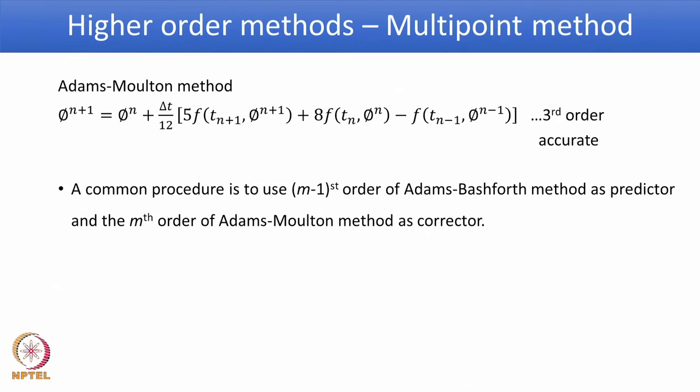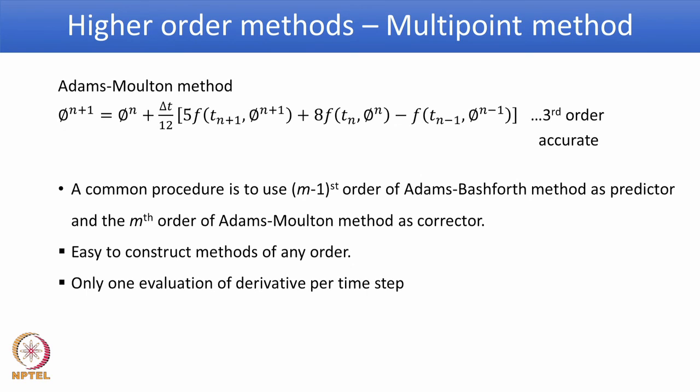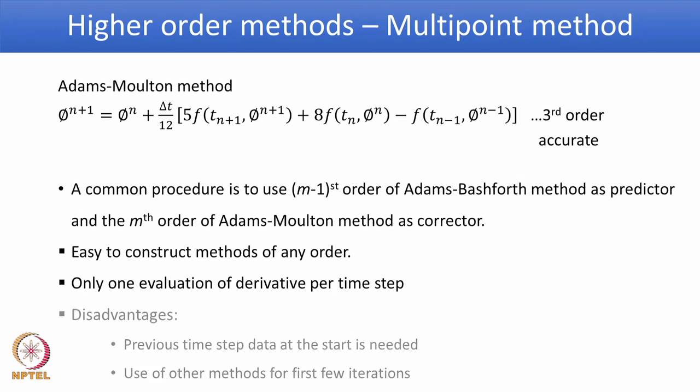You can use these Adams-Bashforth and Adams-Moulton methods independently. You can also combine both of them in the form of a predictor as well as corrector method, and that is what is described here. You can use one order lower Adams-Bashforth method as a predictor and the desired order as a corrector. It is easy to construct any order of accuracy by this Adams method. Only one evaluation of the derivative per time step is required.